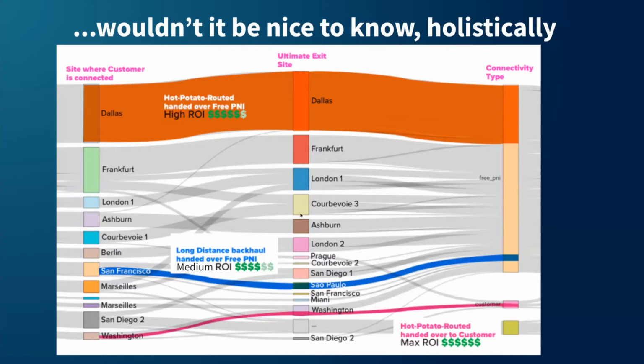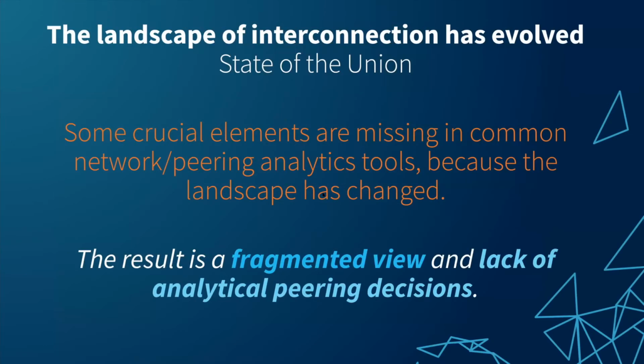All of that is to say that knowing where your traffic comes in and where it gets out, which means going beyond the plain edge view of your traffic, is pretty important if you want to compute ROI data. One of the other elements I like to spend a little time on is that the landscape of interconnection in general has evolved quite a bit. I'm going to go through a quick State of the Union to try and figure out what's changed and what the impact has been on our ability to do our interconnection assessment work well.